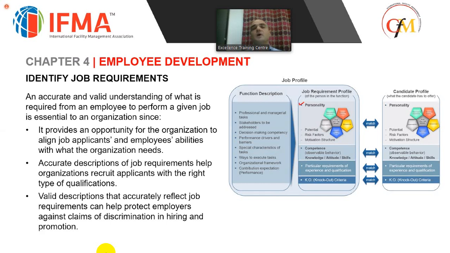If I'm looking for... I have a high demanding job, I need someone who's able to handle stress well and things like that. So this change provides an opportunity for the organization to align job applicants and employees' abilities. Accurate descriptions of job requirements help organizations recruit applicants with the right type of qualifications.